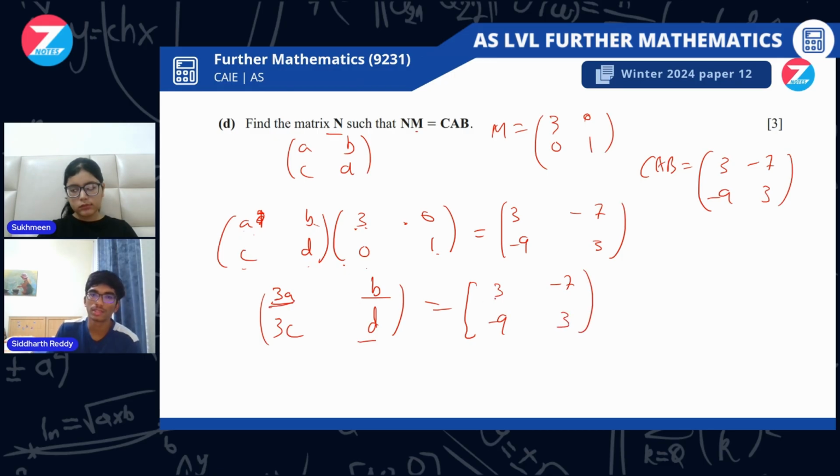So 3a is equal to 3, which means a is equal to 1. b is equal to minus 7. c is equal to minus 3. And d is equal to 3. So the matrix N is equal to 1, minus 7, minus 3, 3.